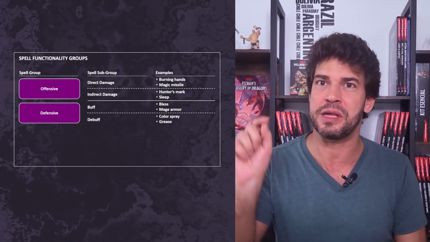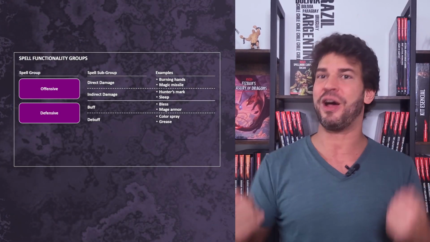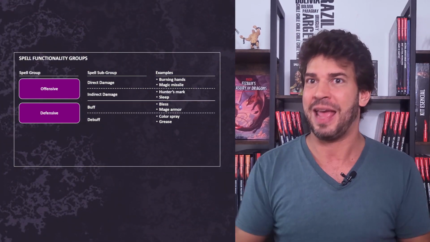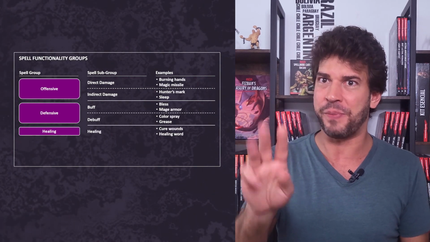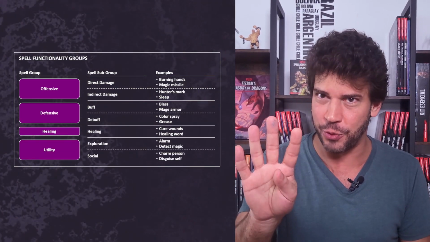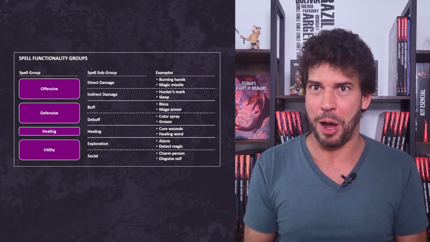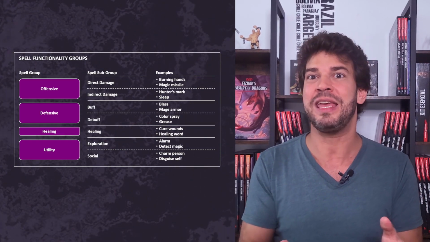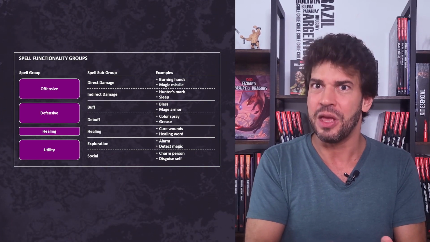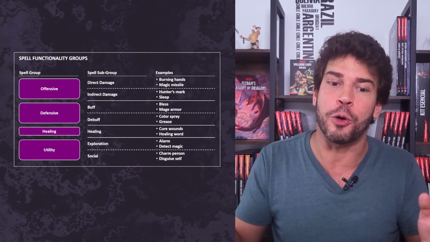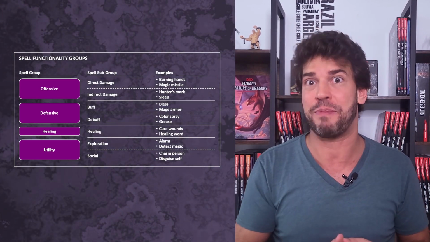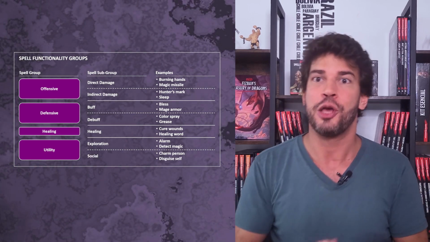Second group, defensive spells. They involve either a buff for our party or a debuff for our enemy NPCs. The third group is healing spells. That's self-explanatory. The last group are utility spells, which are basically those used either in exploration or social encounters. And within those groups you can really place every spell of the Player's Handbook and all other source books.